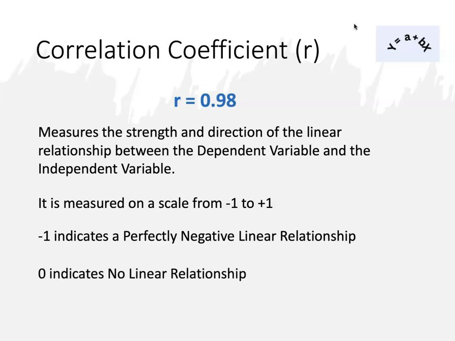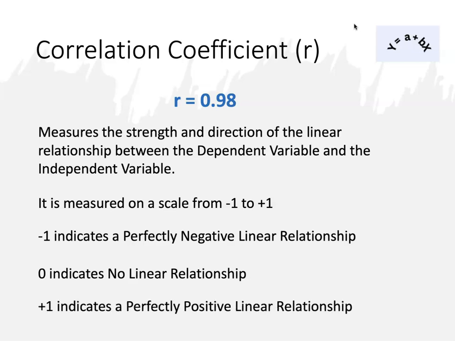0 indicates that there is no linear relationship between the two variables. And +1 indicates a perfectly positive linear relationship. That means that they move in the same direction. If advertising goes up by, or if X goes up by 10%, Y will also go up by 10%. Right, that's for +1. Now, these are really extreme because you usually don't find perfectly negative or perfectly positive relationships, but they are benchmarks for reference.